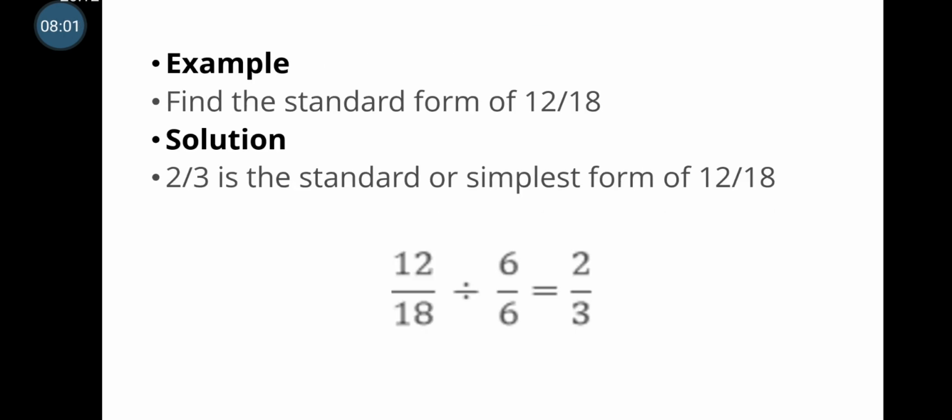Example we can see, suppose 12 by 18 is there. Okay, so 12 and 18 are common multiples of 2, 3 and also 6. So which is the highest common factor? 6 is the highest common factor, so with that we should divide. So 12 divided by 6 and 18 divided by 6 gives 2 and 3. So 2 by 3 will be your standard form.